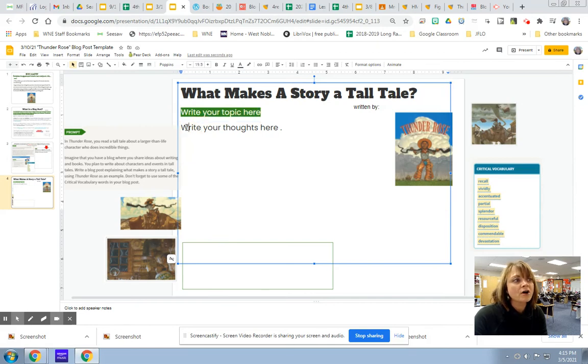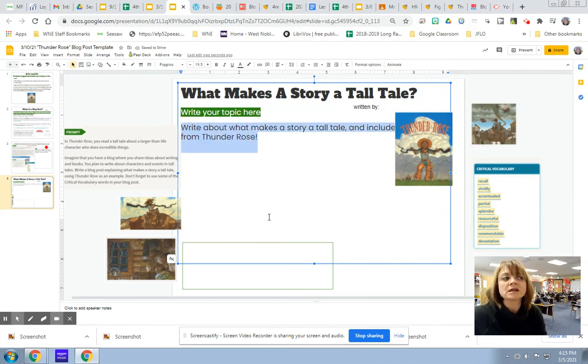Where it says write your thoughts here, that is where you are going to write about what makes a story a tall tale and include examples from Thunder Rose, exclamation point. Okay, that's what you're going to do there. So you can highlight my words again and then start writing your own right there.